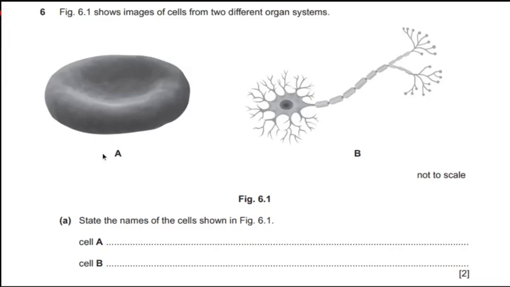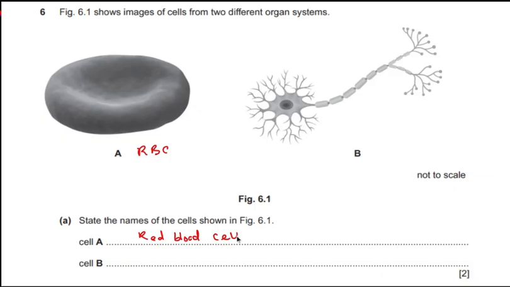Got this interesting question, and it is saying figure 6.1 shows images of cells from two different organ systems. So we have cell A and cell B. All right. So the first question is saying state the names of the cells shown in figure 6.1. So this one is called the RBC, the red blood cell. Okay, so we can just say red blood cell, as simple as that.